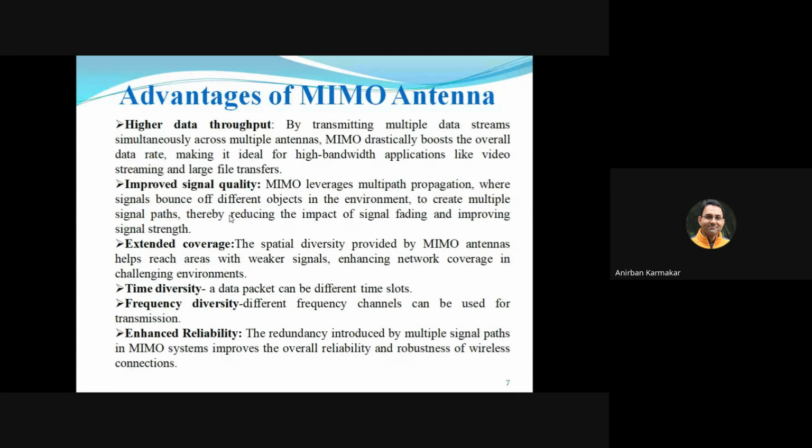Frequency diversity: different frequency channels can also be used for transmission in this MIMO system. And enhanced reliability: the redundancy introduced by multiple signals passed in a MIMO system improves the overall reliability and robustness of wireless communication.